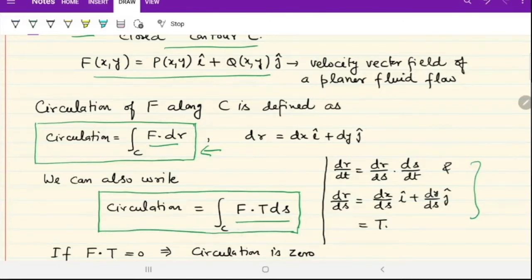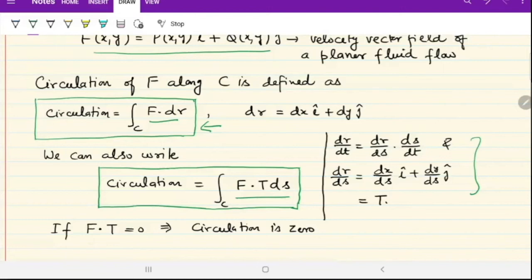From here, another thing that we observe is if velocity field F and unit tangent vector T are perpendicular, then circulation across the contour C is going to be 0 because the dot product is 0. That means F and T are perpendicular, and in that case, circulation will be 0. So this is the formula of circulation that you had in your calculus course.